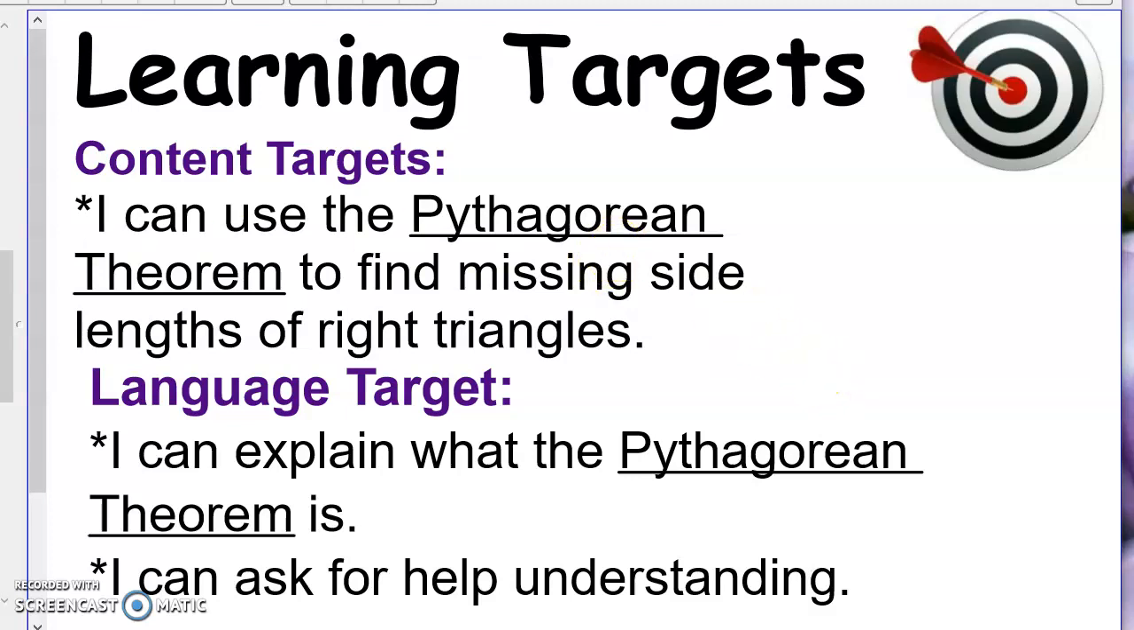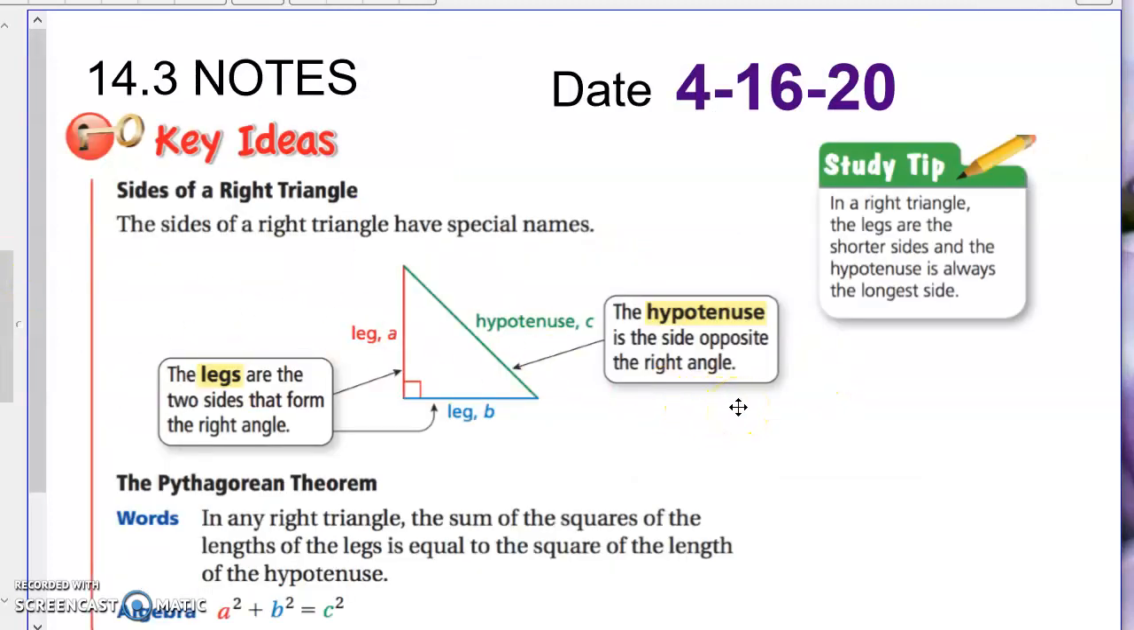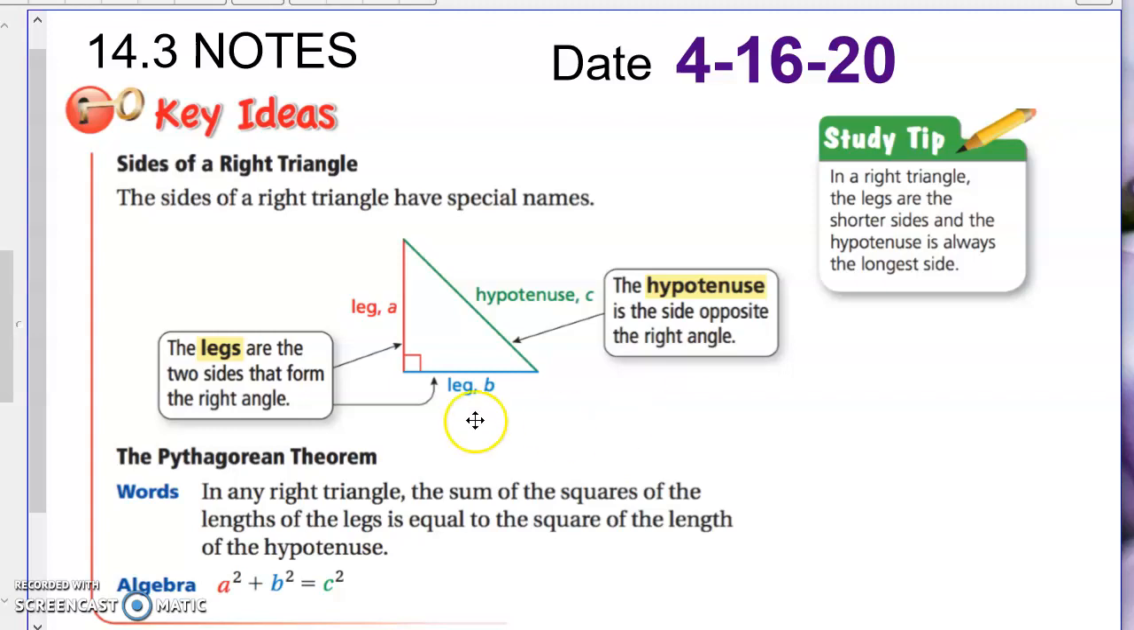it today. So first up, the key idea. Sides of a right triangle. So we have these two shorter sides of right triangles are called the legs. And then the longest side of a right triangle is what's called your hypotenuse. So two shorter sides are your legs and your longest side is your hypotenuse. And remember, the hypotenuse is always opposite the right angle.